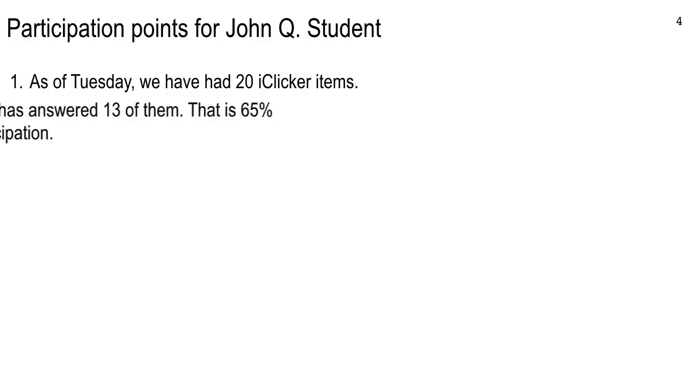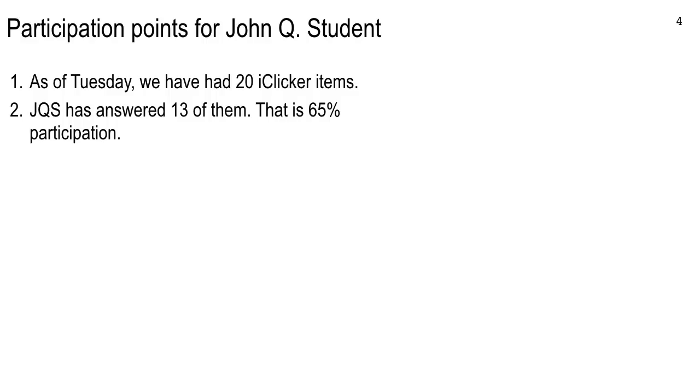So now let's say that, for instance, John Q. Student has answered 13 of them. Okay, so go ahead and write that down. John Q. Student, 13 answers out of 20. So just divide 13 divided by 20, and that's 65%. All right, so that's his participation rate.